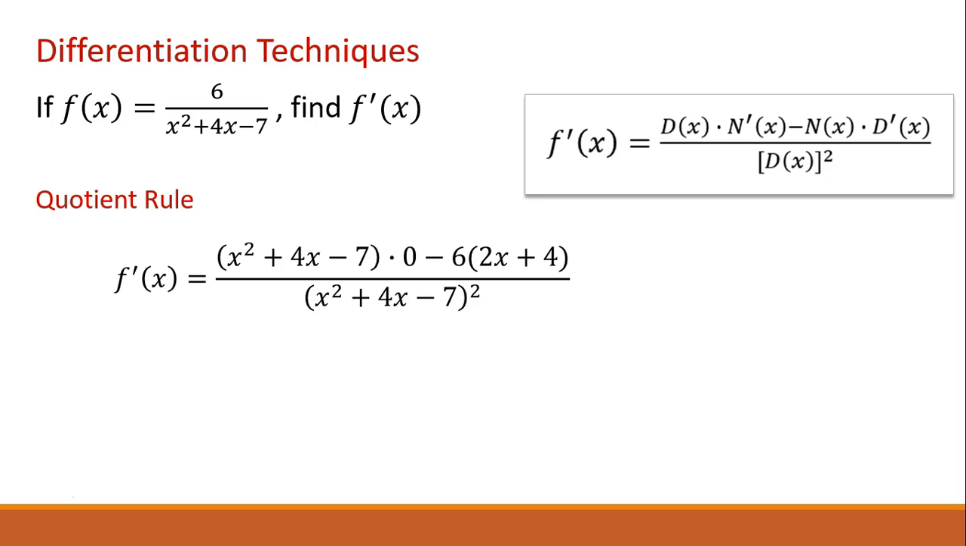Anything we do after this is simplification. So I notice we have an x squared plus 4x minus 7 times 0. That's just equal to 0. So our final simplified fraction is negative 12x minus 24 over x squared plus 4x minus 7 squared.